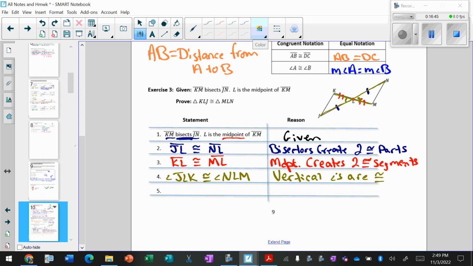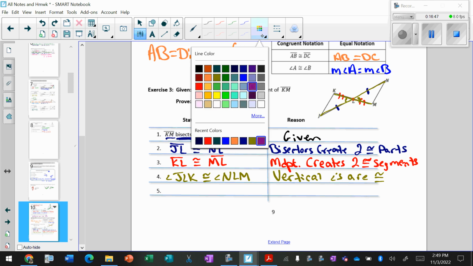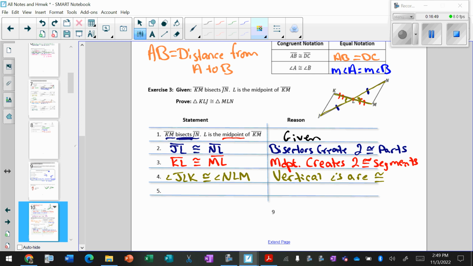All that wonderful work is now enough for me to say why my triangles are congruent, because we have satisfied the side angle side criteria. So now I'm going to copy what they asked me to prove down here. Triangle KLJ is congruent to triangle MLN, and our reason is side angle side congruency.